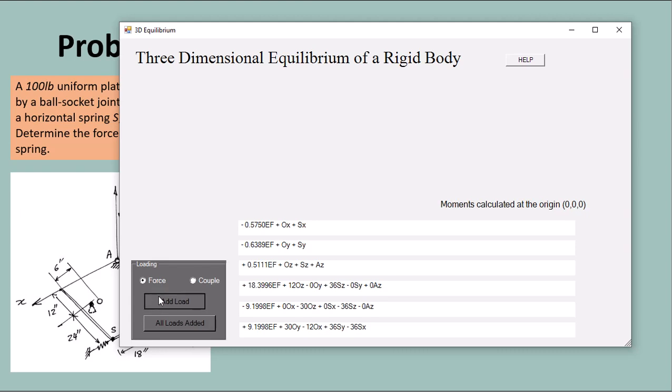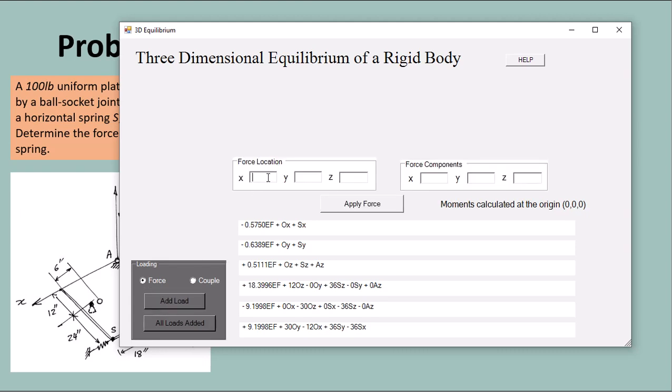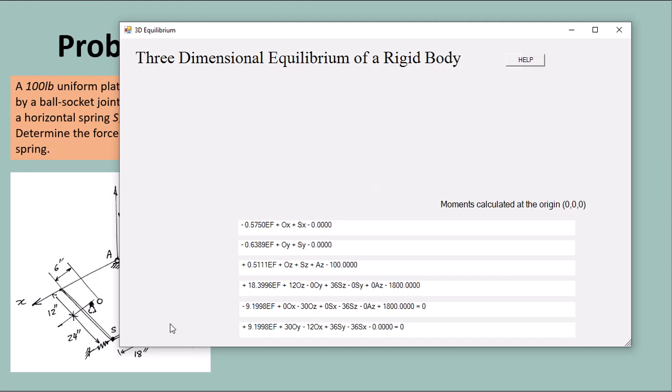We add a force. Force location is the midpoint of the plate. And the weight is acting downward. All loads added. These are the equilibrium equations, but you have to remember that Sy and Sz are 0.